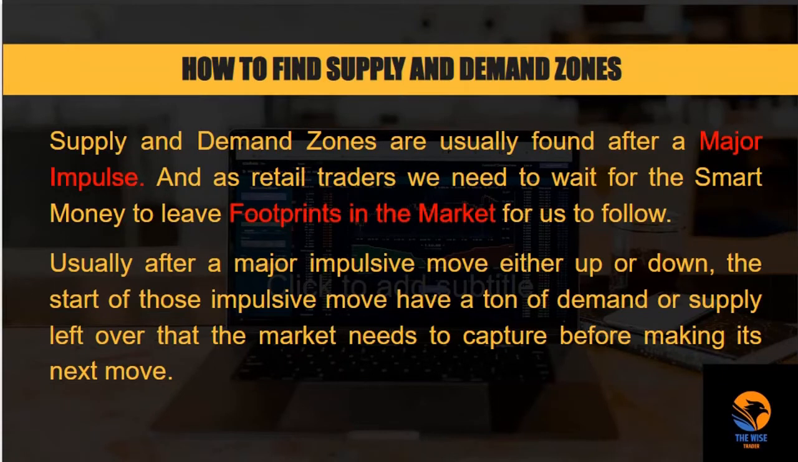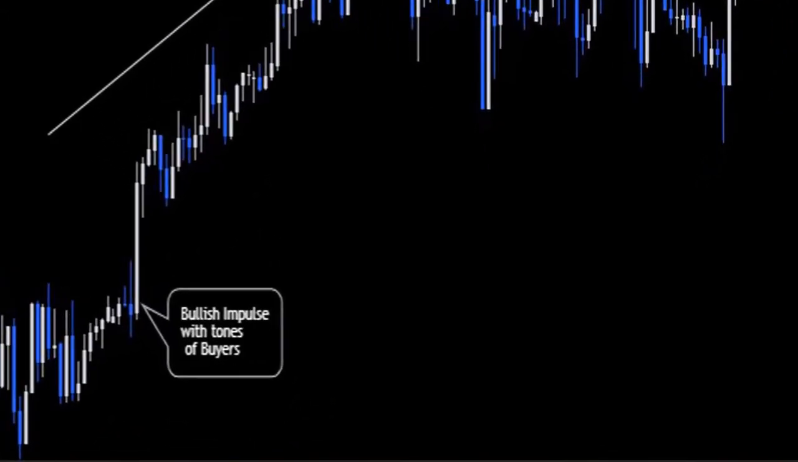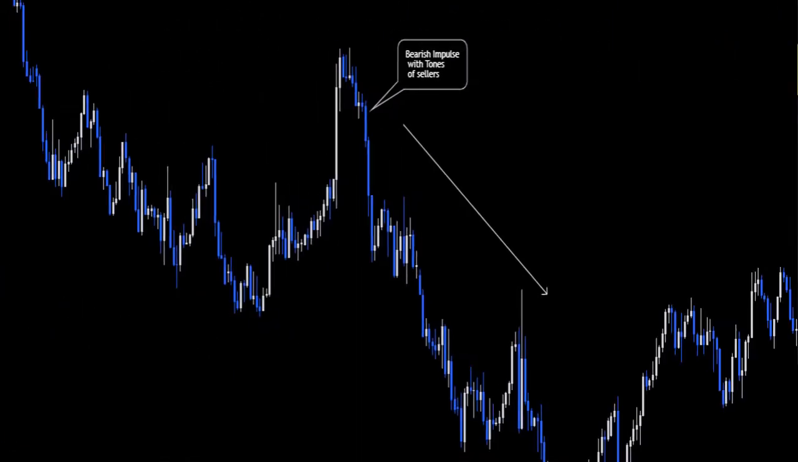So, how to find supply and demand levels. Supply and demand zones are usually found after a major impulse, and as retail traders, we need to wait for smart money to leave footprints in the market for us to follow. Usually after a major impulse, either a move up or down, the start of that impulse move has a ton of demand and supply left over that the market needs to capture before making its next move.